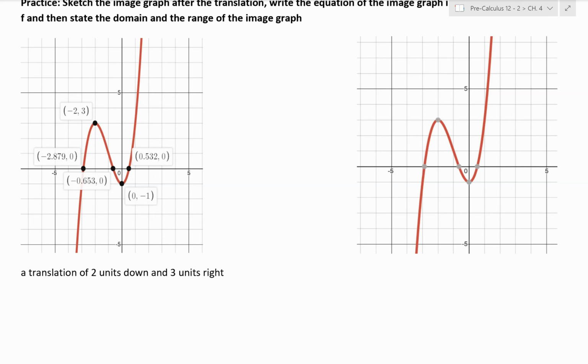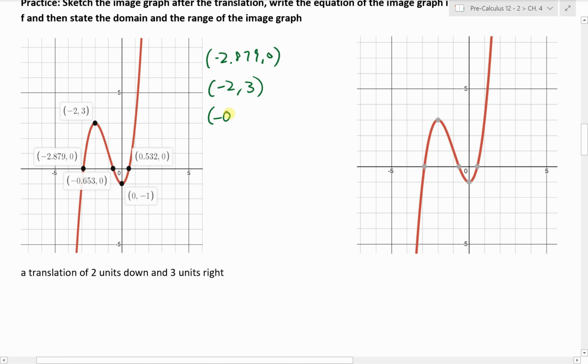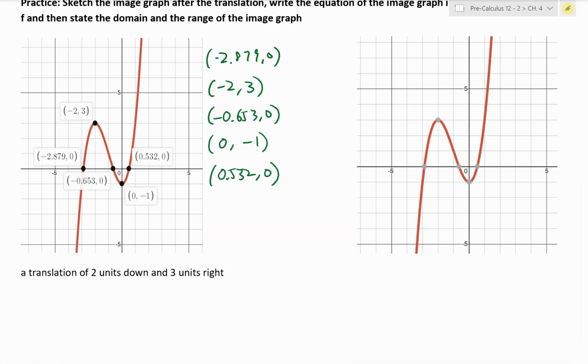Okay, so I'm assuming you're finished. I'm just going to label the points. I always label from left to right. Oh man, never mind, that's not left to right. This is the first one, negative 2.879, comma 0, and then negative 2, comma 3 is my next point. And then it's going to be negative 0.653, comma 0, and 0, comma negative 1, finally 0.532, comma 0. So these are my 5 points.